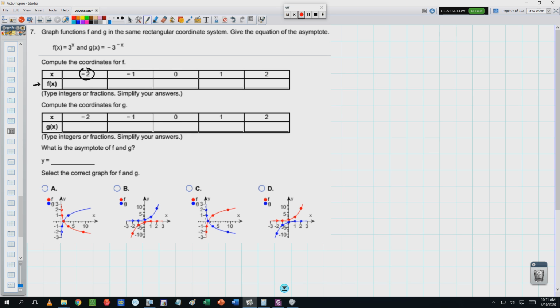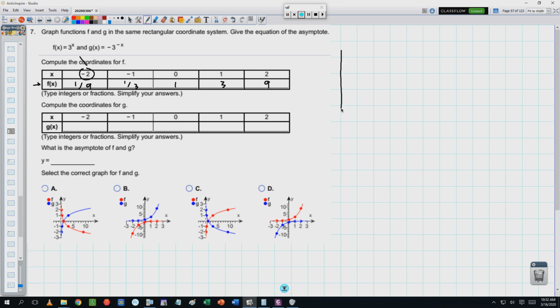So a negative 2 goes in. 3 to the negative 2 will be 1 over 9. Remember, a negative power creates a fraction. 3 to the negative 1 will be a third. 3 to the 0 is 1. 3 to the 1 is 3. And 3 squared is 9.